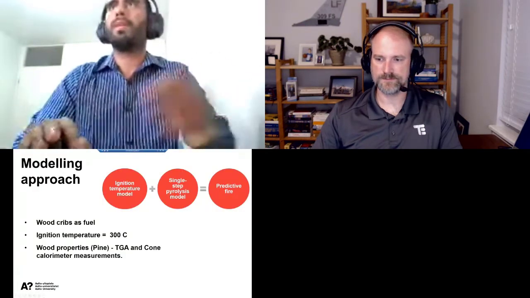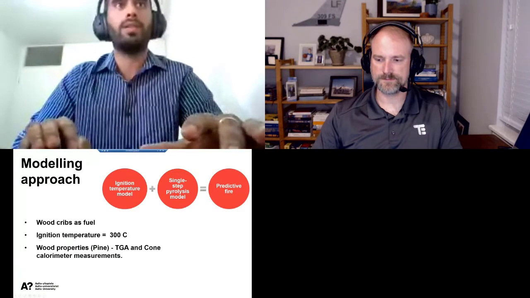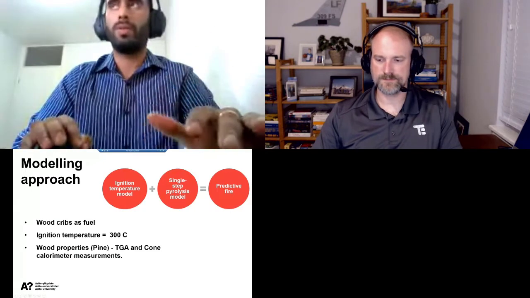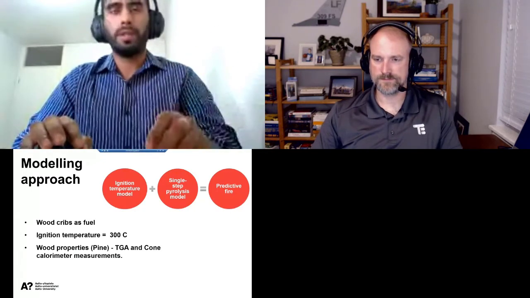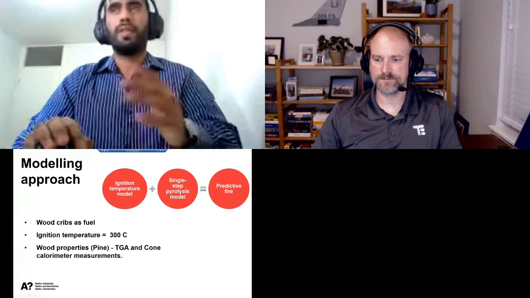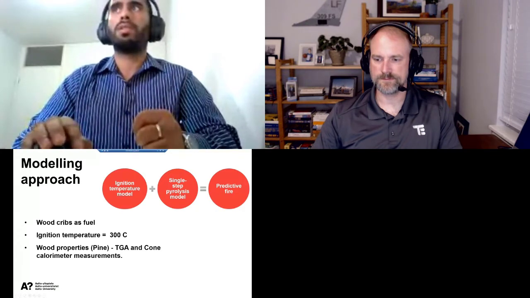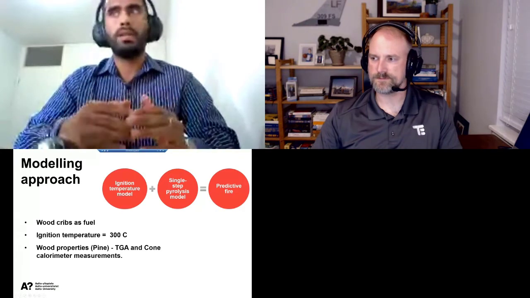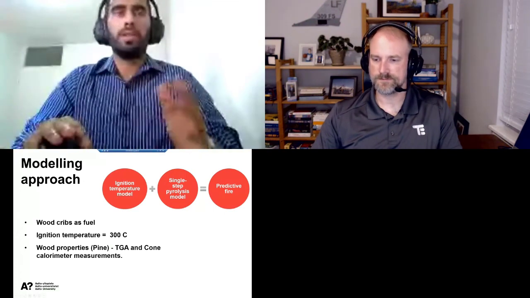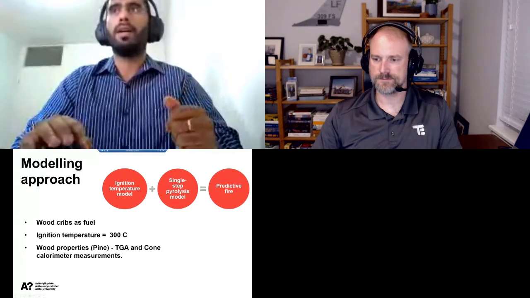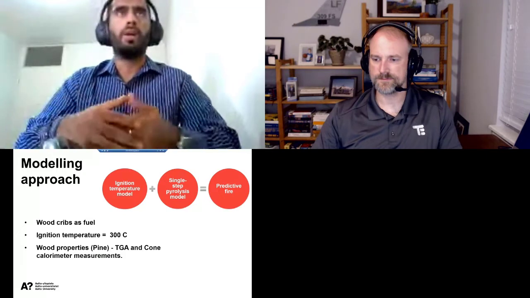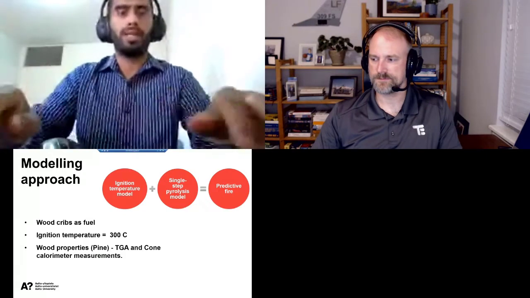We've been trying to simulate traveling fires in FDS, and we've been using a combined approach. We use the ignition temperature model and the single-step pyrolysis model to simulate a predictive fire. As we are using wood cribs, the ignition temperature model is for the initial fire, and the single-step pyrolysis model is for the rest of the fire load. We use an ignition temperature of 300 degrees, and the properties of wood that we use for the single-step pyrolysis model are obtained from the TGA and cone experiments.